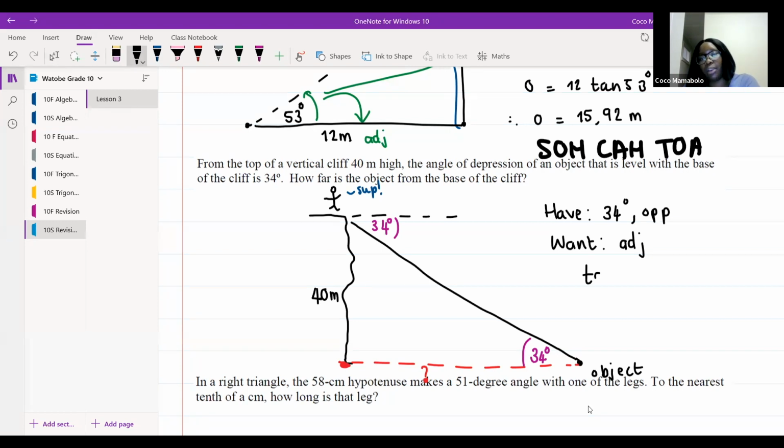I'm going to go tan of 34 degrees is equal to my opposite, which is 40, over my adjacent, which is what I want. Now I want to isolate my adjacent, so I'm going to multiply both sides by A, the A's will cancel.